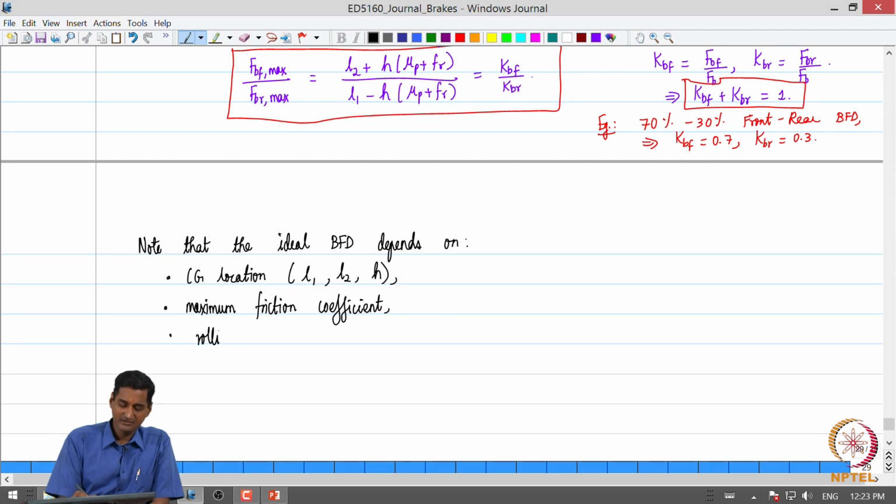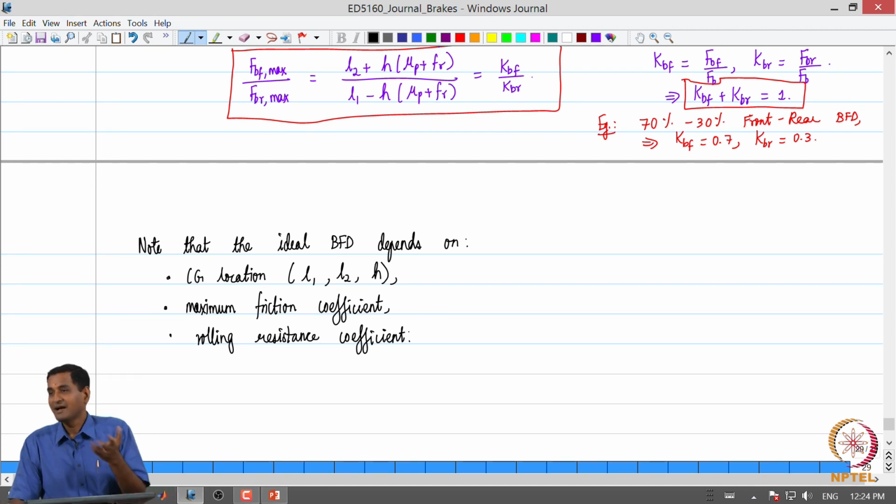Relatively, this value is going to be smaller, and so its impact on this aspect is going to be lower. The impact of the rolling distance coefficient on this calculation of ideal BFD is going to be relatively small compared to the first two aspects.